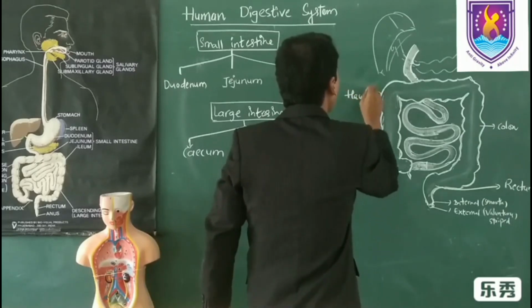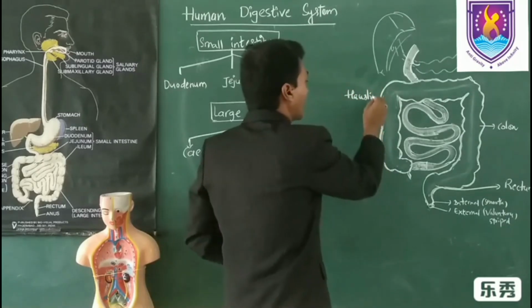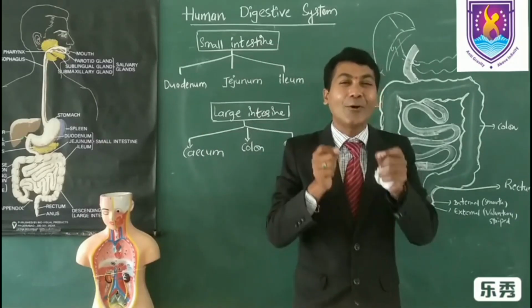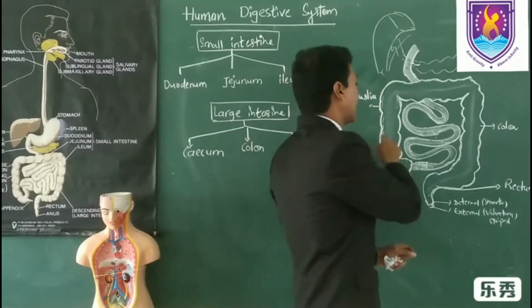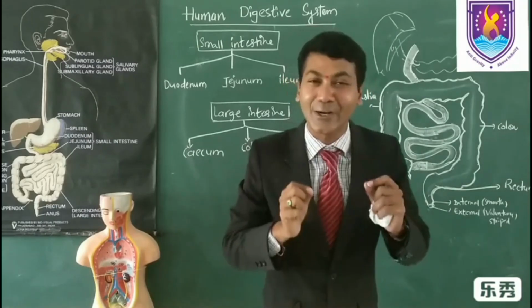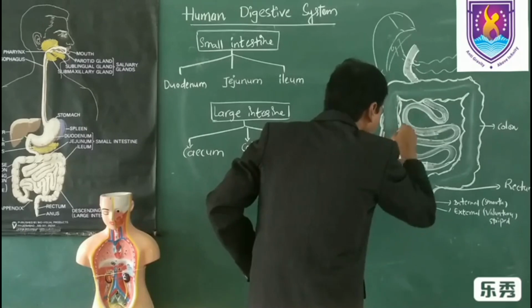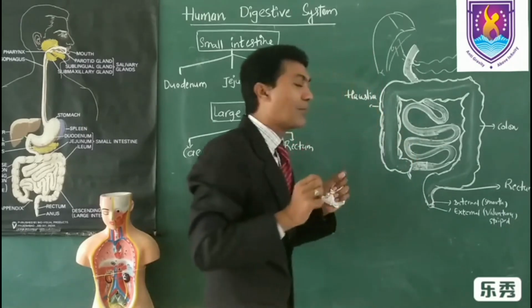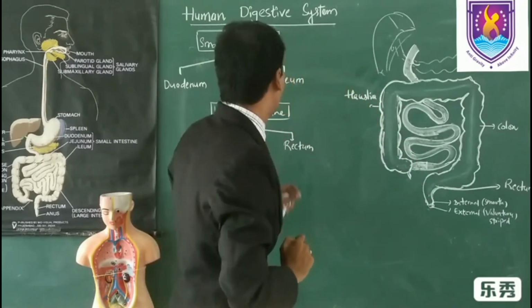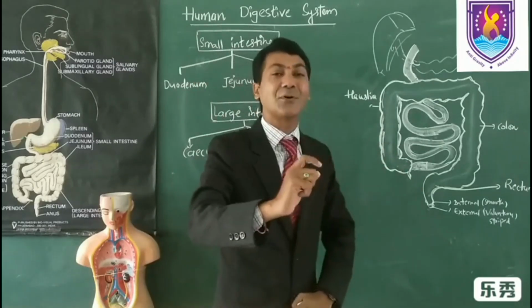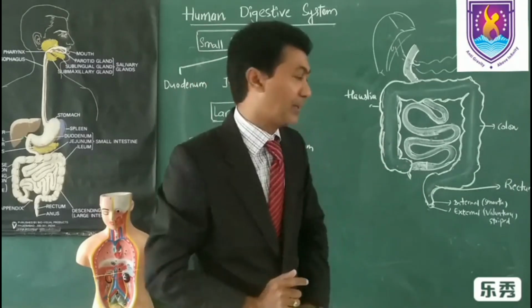Haustra are the bulged out projections of the colon, and internally three longitudinal muscle folds are also present in the haustra, which are known as taenia coli. Taenia coli are the internally arranged, longitudinal muscle folds. Here there are no digestive glands, so only absorption of salts and water will take place.